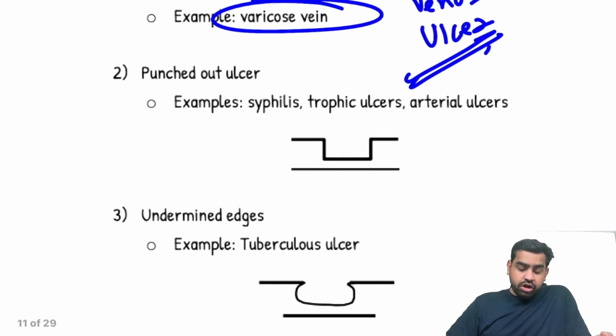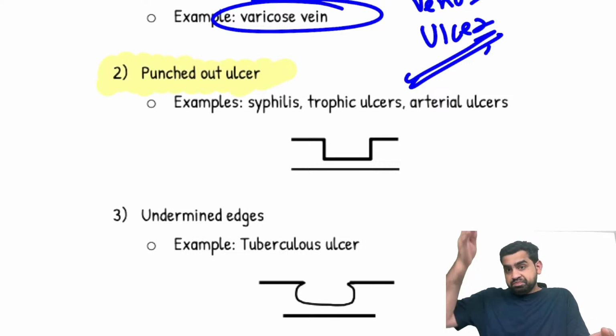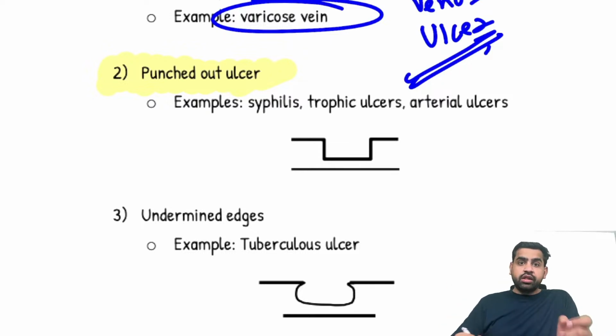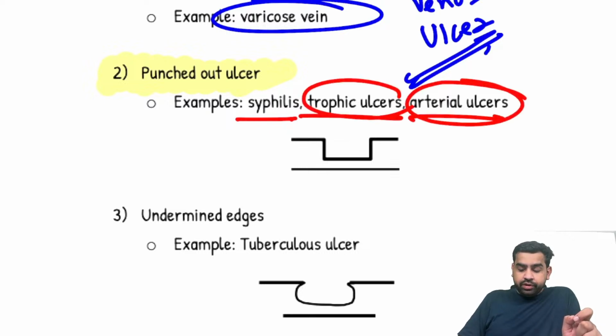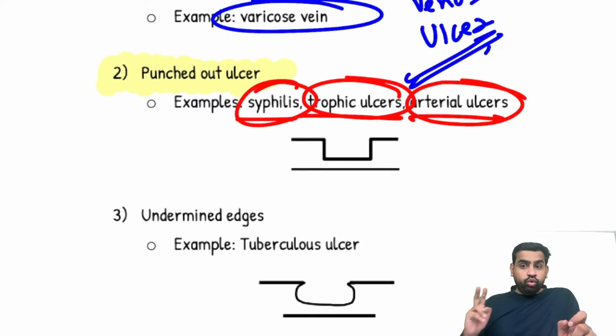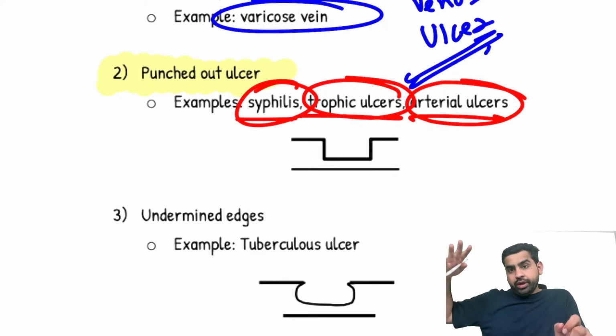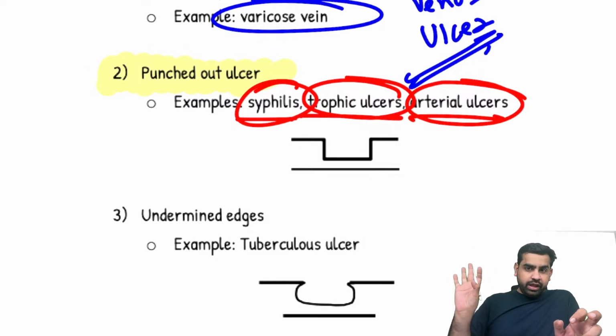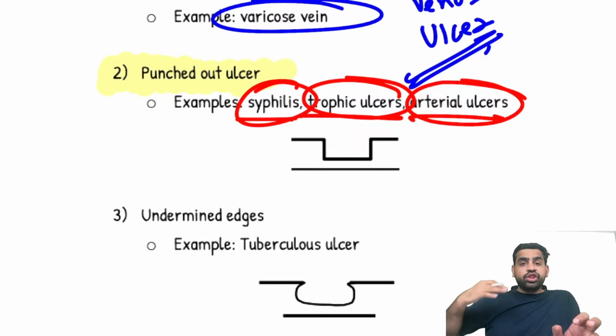Then what we have is a punched out ulcer. What about this particular punched out ulcer? Punched out ulcer, right angle. Okay, so this is what is in an arterial ulcer or a syphilitic ulcer. Okay, so syphilitic, trophic ulcer, arterial ulcer, all these are what you call punched out ulcers, which are basically at a right angle. Okay, so if the arterial supply is not there, then what you basically get is a punched out ulcer. In peripheral vascular disease, PVD, what you are going to get is a punched out ulcer.